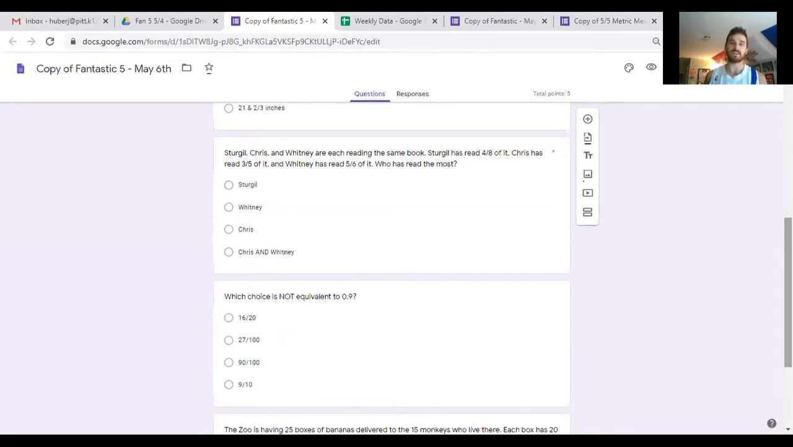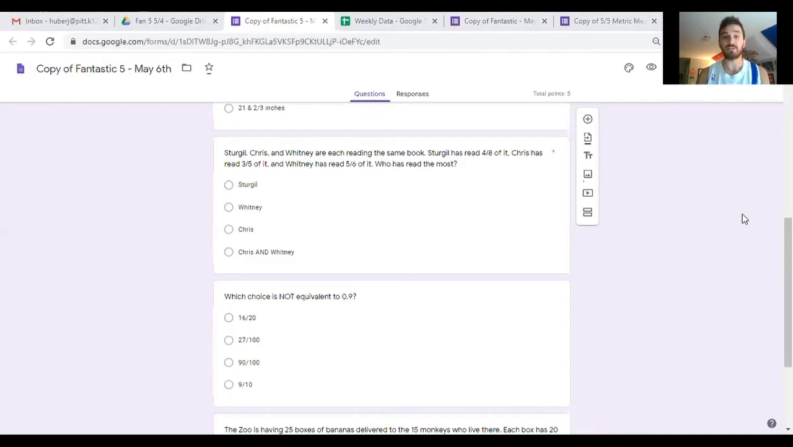Sturgill, Chris, and Whitney are each reading the same book. Sturgill has read 4/8 of it, Chris has read 3/5 of it, and Whitney has read 5/6 of it. Who has read the most? Not who has the most left to read, who read the most. So if you just straight up came to this question, took those fractions, figured out what was left, and cross-multiplied and didn't read, you missed it. You can't just solve it the same way you've been solving it the past couple of days. You had to read this one.